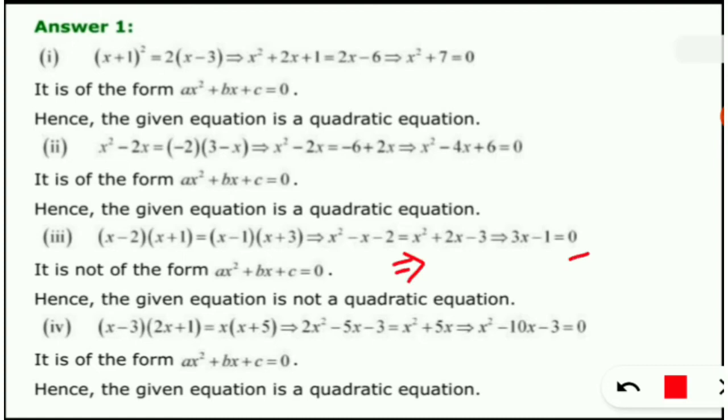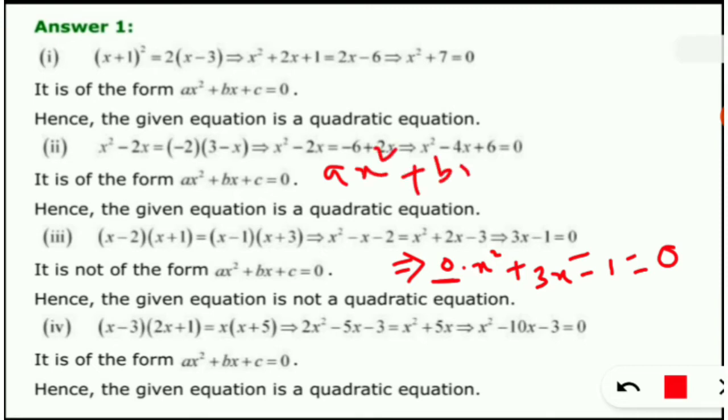That's mean this thrice x can be written as 0 into x square plus 3 into x minus 1, this equals to 0. But students, here the coefficient of x square is 0, but in your definition the standard form of quadratic equation is ax square plus bx plus c equals to 0 and a not equals to 0. That's mean coefficient of x square not equals to 0.